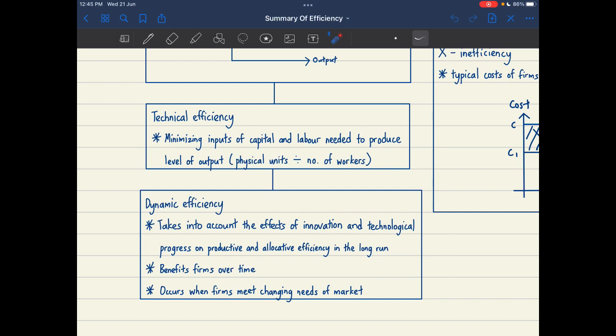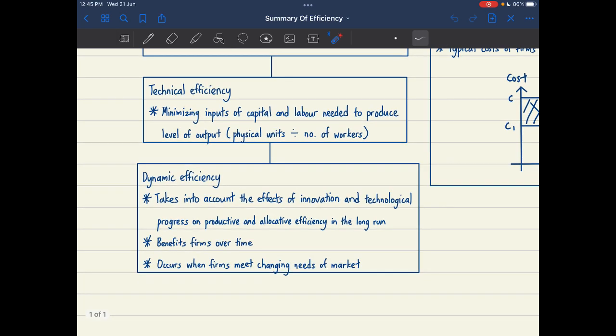So I might as well forego the 5 workers that are less skillful, and take the 5 workers that are skillful, and produce 500 units of milk with half of the machines available. I'll be able to produce the same exact output. This would be technical efficiency. And then dynamic efficiency is when we take into account the effects of innovation and technological progress.